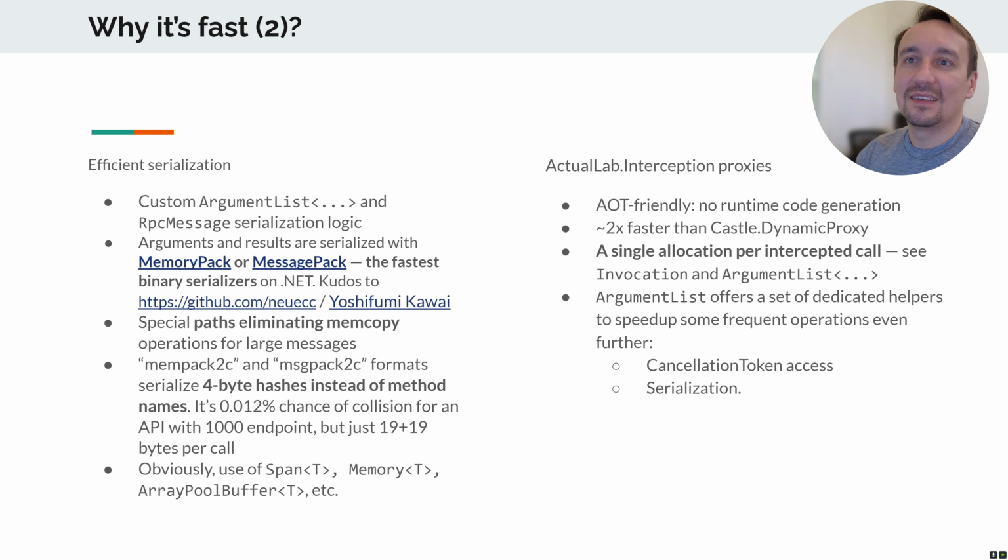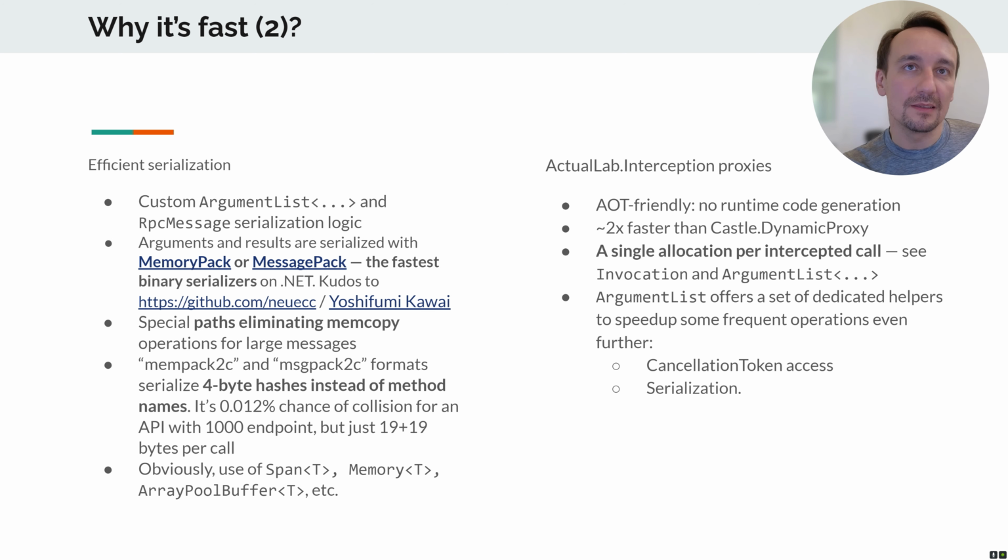And finally, the last piece is the proxies that ActualLab.Rpc uses. Interestingly, the proxy generator and the proxy code used by ActualLab.Rpc are the same as Fusion uses, which means that these proxies are generic, in the sense that they can intercept any calls. They are generated once, and you can reconfigure them to do different kinds of processing depending on what kind of interceptor you plug in.